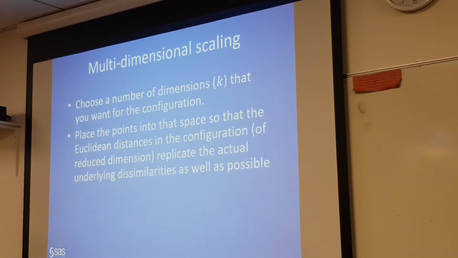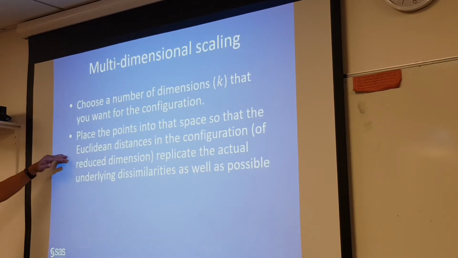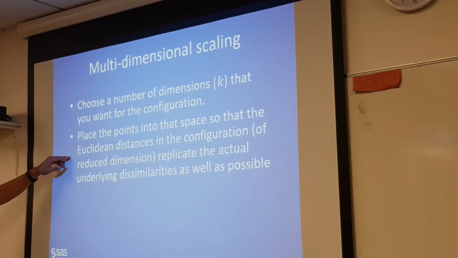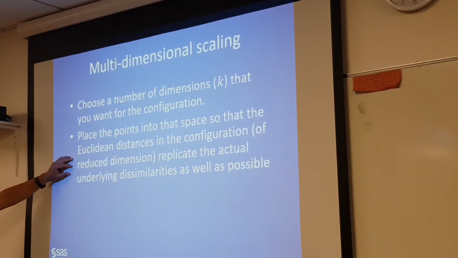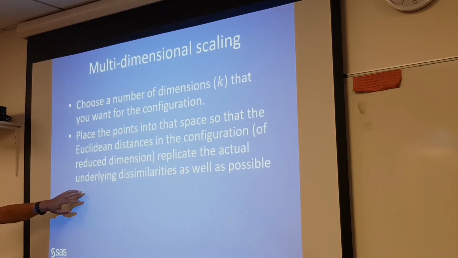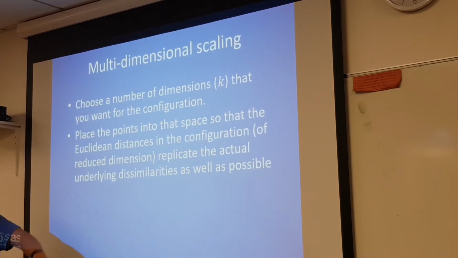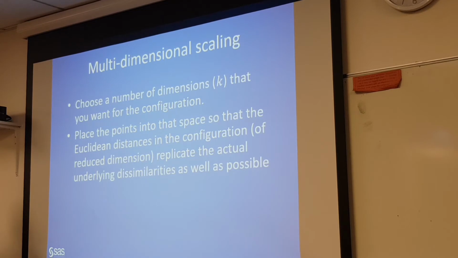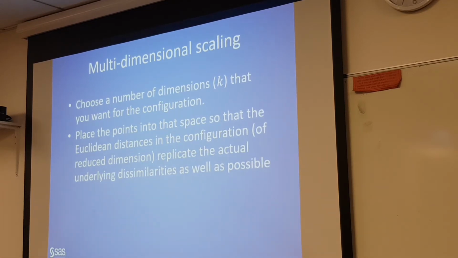So you want to place the points into that two-dimensional space such that the Euclidean distances on the reduced space, on the map that you're drawing, replicate the actual dissimilarities as well as you can. Points that are really far apart in the full dimensional space should be drawn far apart on the map. Points that are similar to one another should be very close to one another on the map.